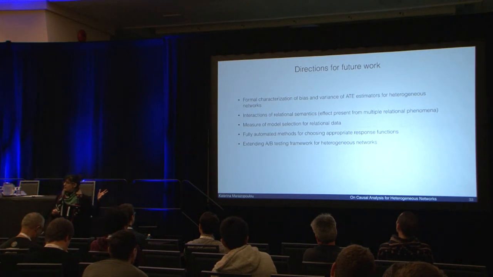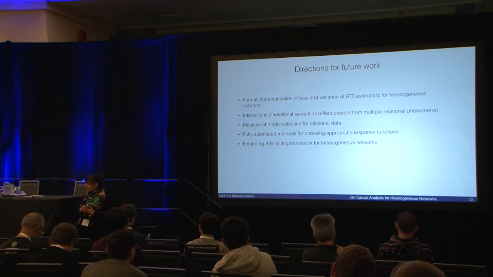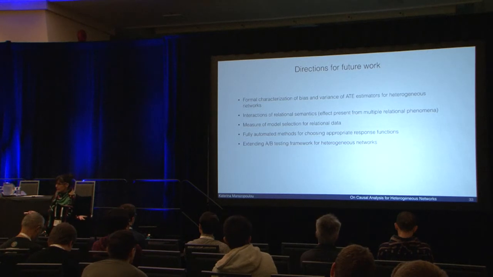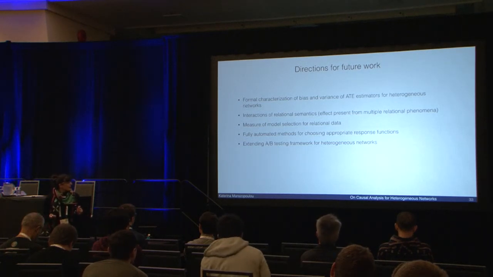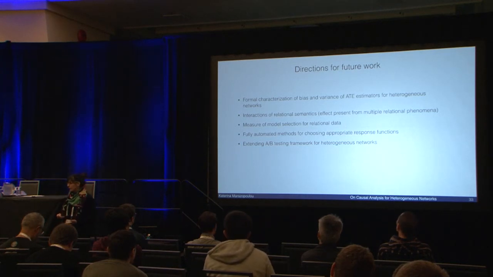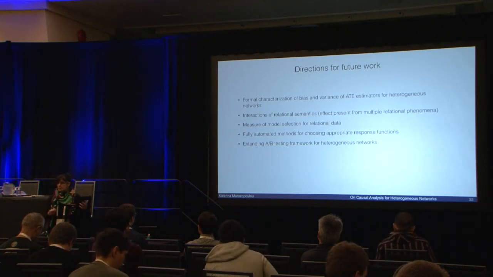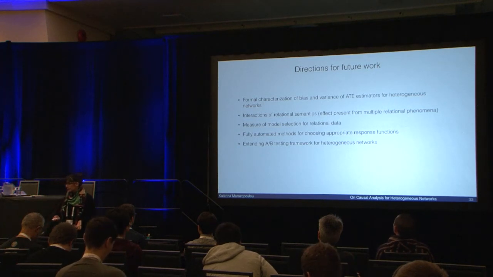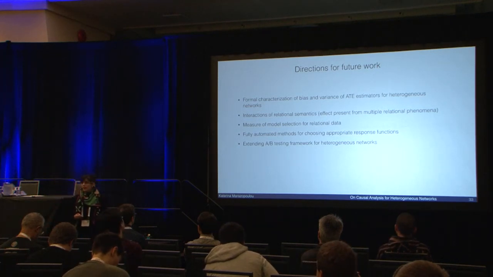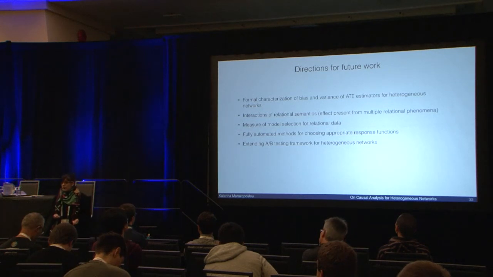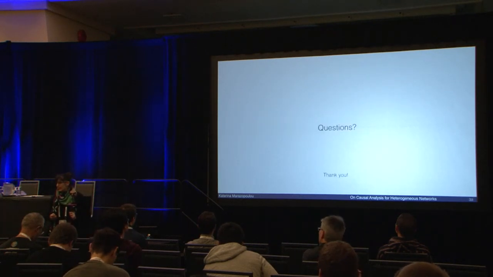Also, these methods can be incorporated in a fully automated framework that will allow you to choose from all the possible semantics by exhaustively enumerating them. And finally, it opens up questions about A/B testing in the case of heterogeneous networks. How can we design experiments, how can we assign treatments in networks with multiple types of relationships, so that we can robustly infer causal effects in these settings.